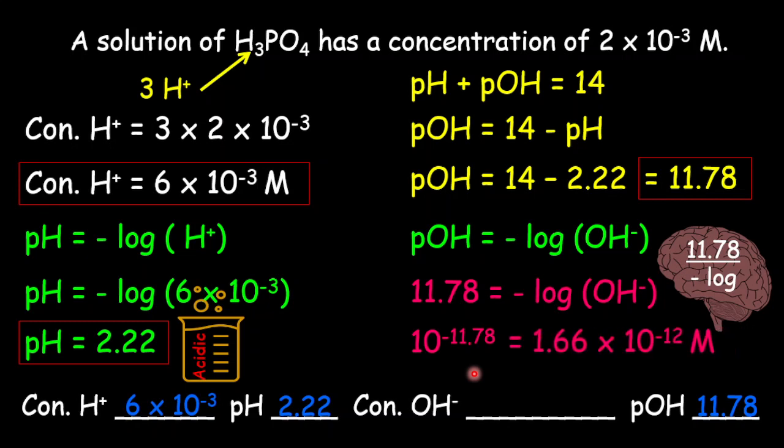The concentration of OH minus equals 1.66 times 10 to the minus 12 molarity, and that is the concentration of your OH ions. I don't know if you have a super calculator that will read it differently, but as far as I know, and all the calculators that I've tried, you have to go to the second function and then press log, then press minus the pOH value. So just make sure you practice on the calculator to make sure that you understand how to use it, and that's very important. All right, let's jump to another example because we're looking at 3 different examples.